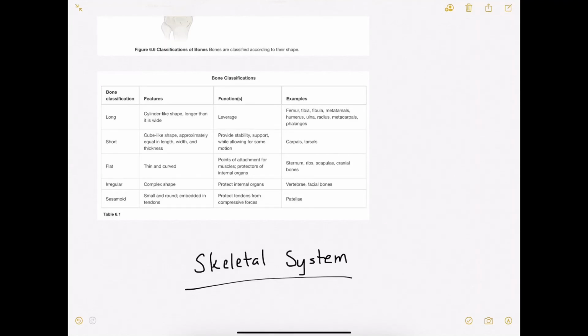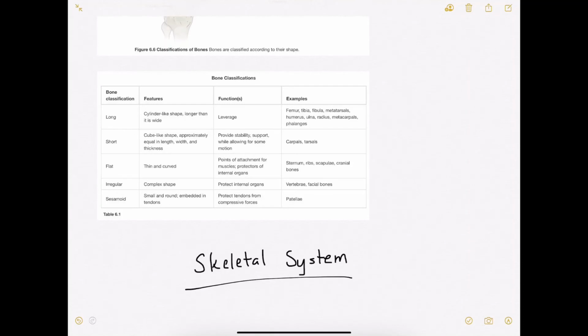So the next one here are short bones. Short bones are more cube-like, right? So they're more equal in length, width, and thickness, and the function of that is to provide stability and support, while allowing for some motion. An example of our short bones are our carpals and tarsals. Your carpals are the bones of your wrist, and your tarsals are the bones of your ankle.